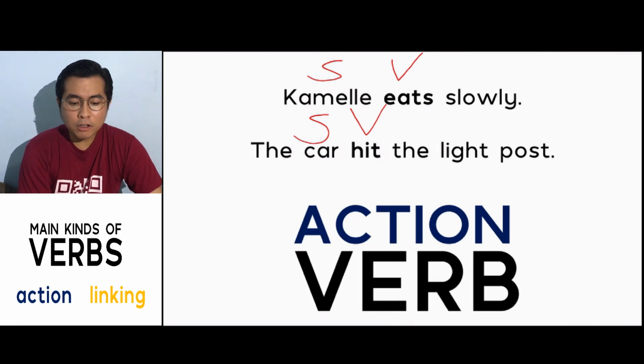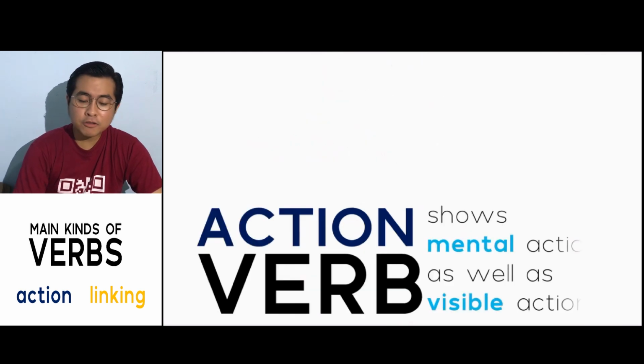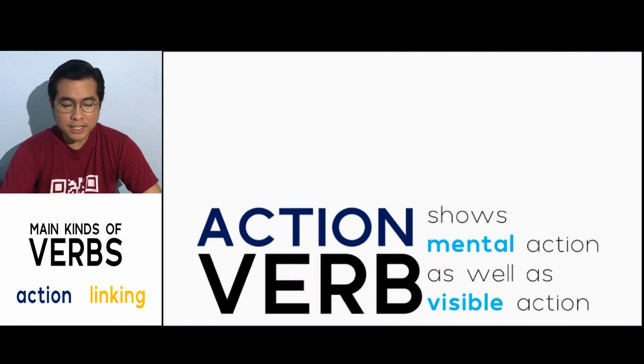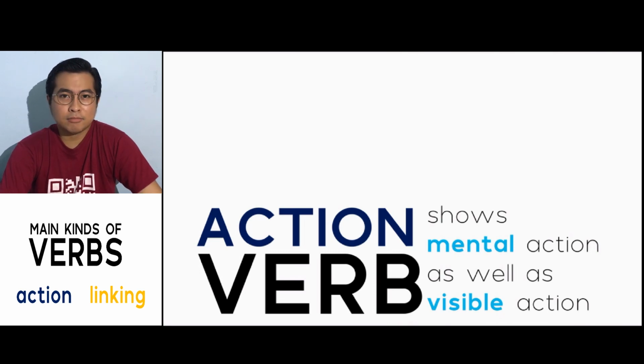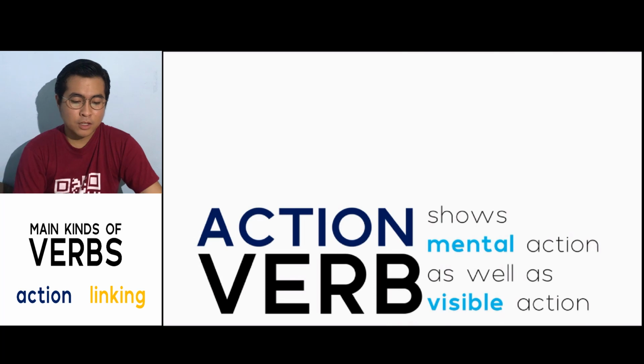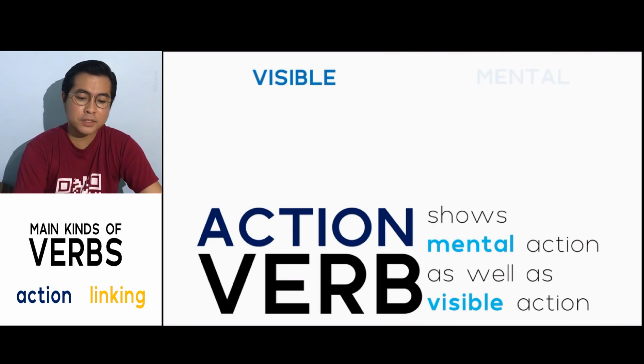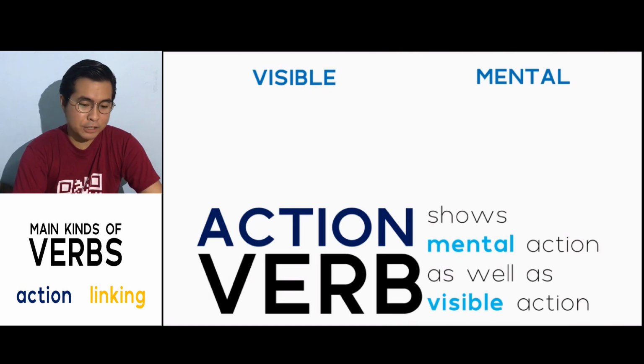Now, you will also notice that action verbs could also be mental in essence, meaning you could not see it, but you can say that it is being done by the subject. How do we know that? Because there are visible action verbs and mental action verbs.